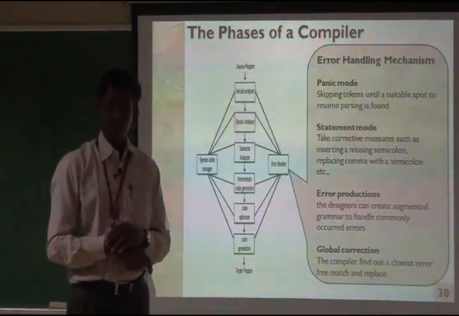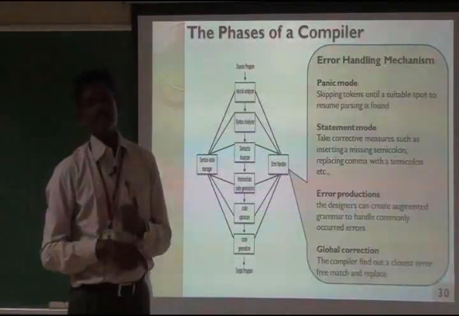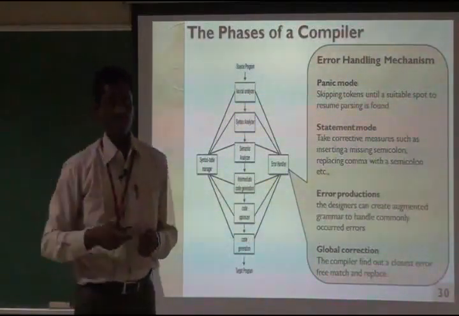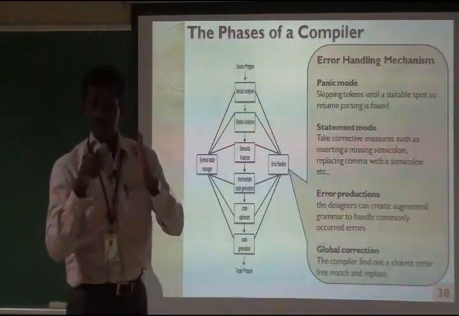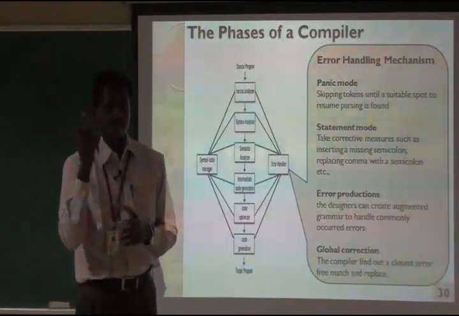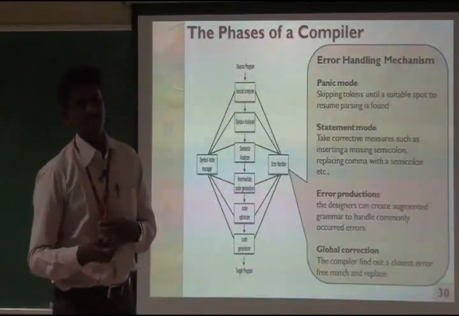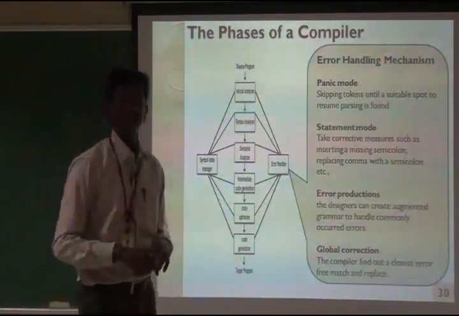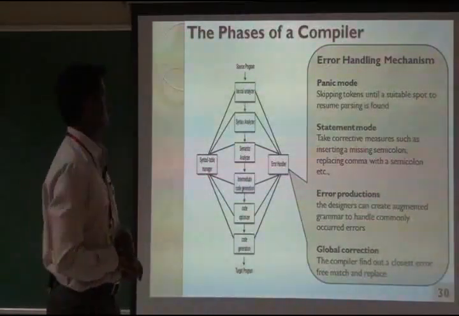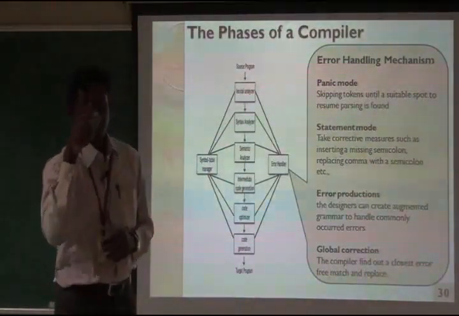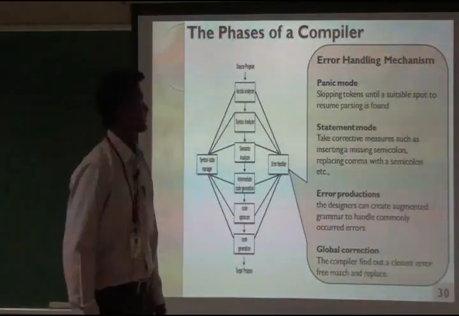The global correction, an algorithm based mechanism. You are writing one program and there are some errors. The compiler looks at your program, finds some errors, then checks for an existing program which closely matches this program, and immediately exchanges that program. The user writes one program, and the compiler already has a program very similar to it, so it goes for exchanging the program. It may be very costly, but anyway there is a mechanism called global correction. Anyway, the compiler has an additional mechanism called the error handler connected to all the phases, right? It may find the errors, try to handle the errors, or report the errors.